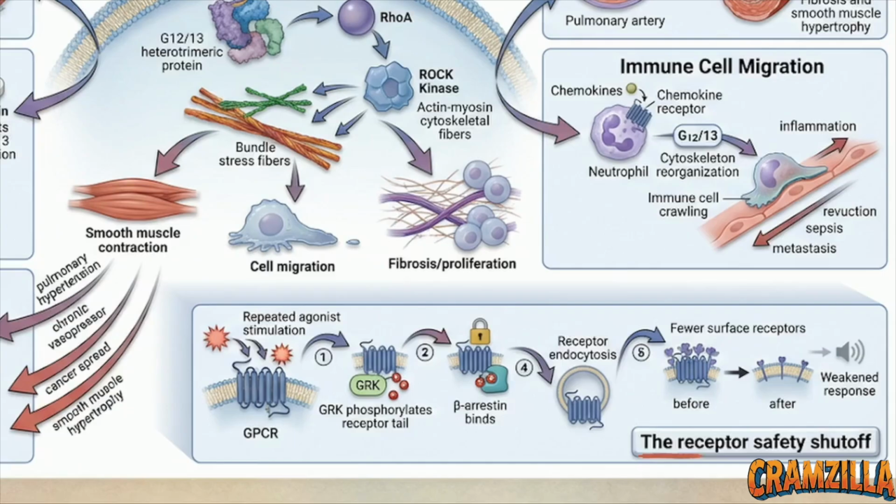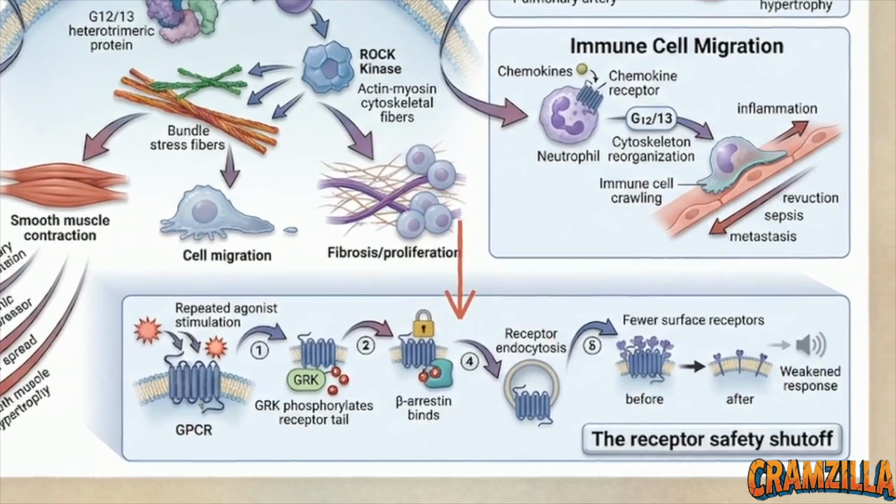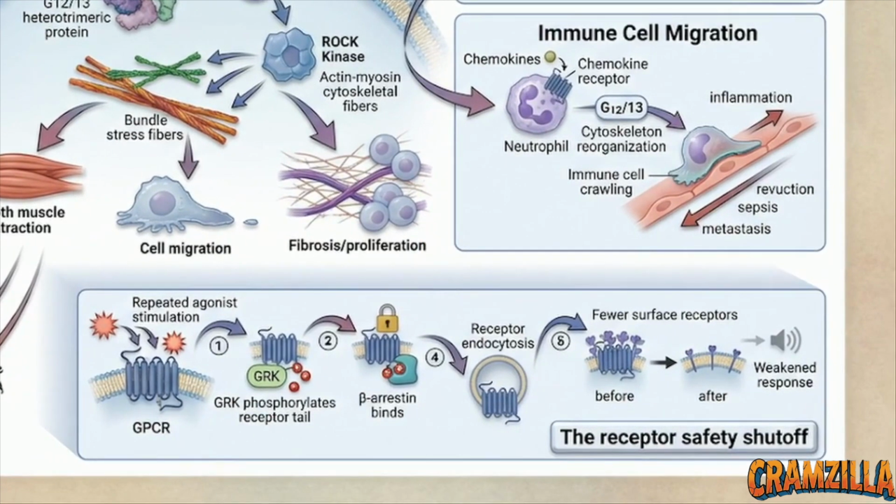We can trace this in the safety shutoff diagram. In step 1, repeated agonist stimulation hits the GPCR over and over. Moving to step 2, the cell detects this overactivity. An enzyme called G-protein receptor kinase, or GRK, arrives and phosphorylates the intracellular tail of the receptor, tagging it. Beta-arrestin recognizes those phosphate tags. It binds directly to the receptor, acting as a physical padlock that blocks any further G-protein coupling. The internal signal is cut.